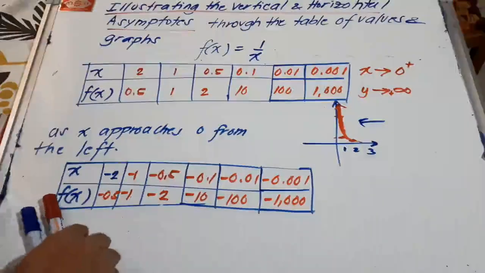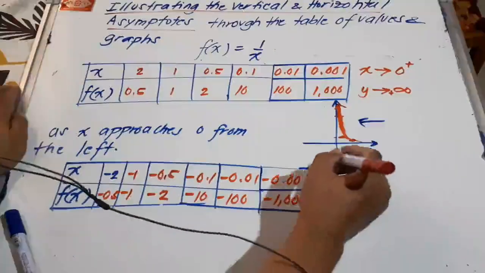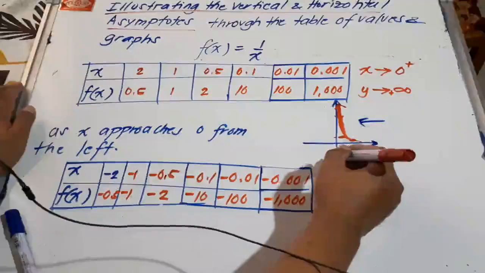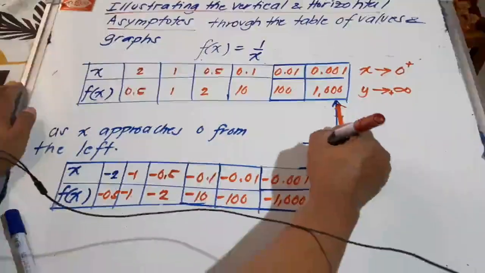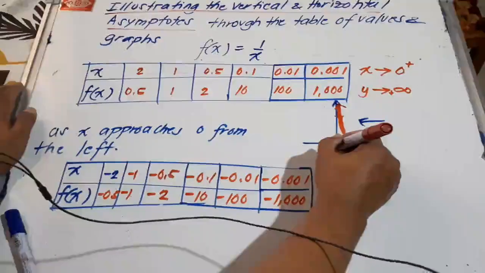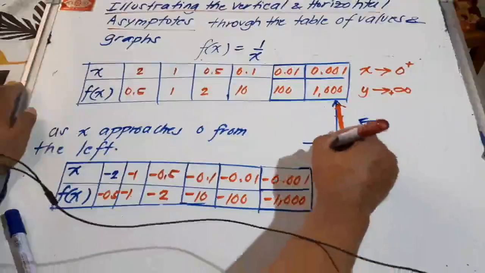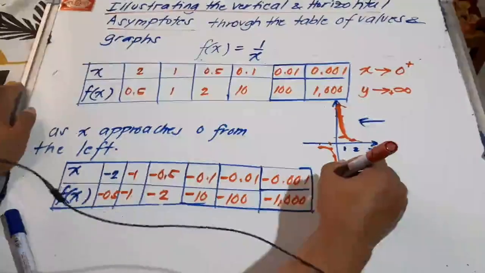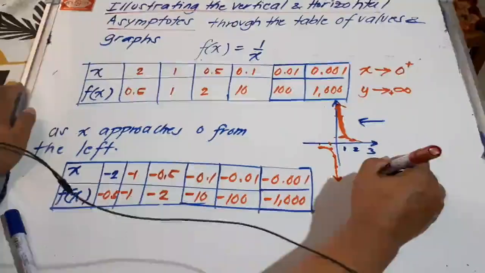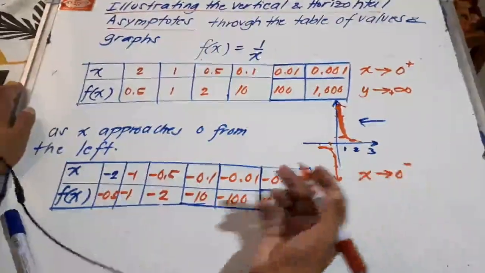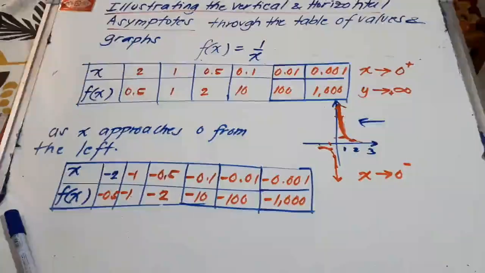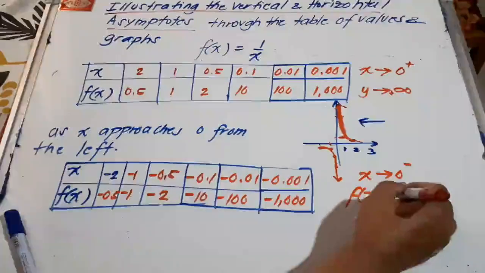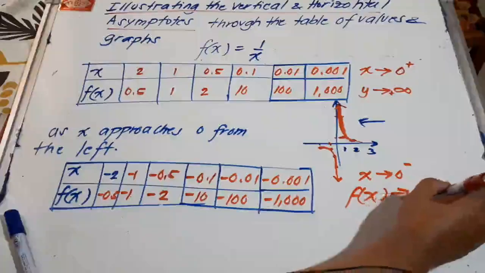Sa graph niya, habang papalapit siya sa 0 from the left, pababa ng pababa, nagdi-decrease naman yung ating curve o yung ating graph of the rational function. So, let's say this is 1, this is 2. Mapababa naman siya doon. In other words, as x approaches 0 to the left, minus sign ang gamit. Anong nangyayari kay y o kay f of x? Si f of x is approaching to negative infinity.